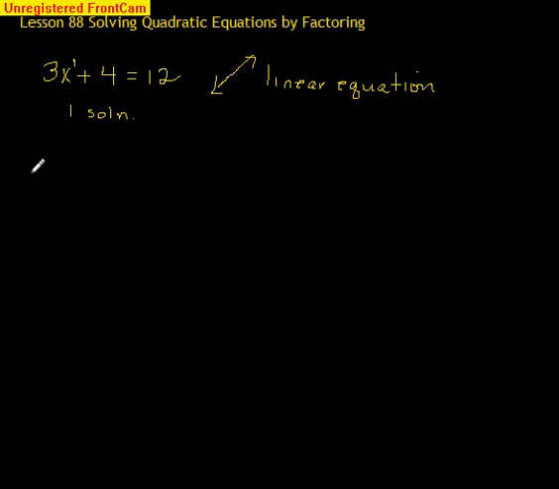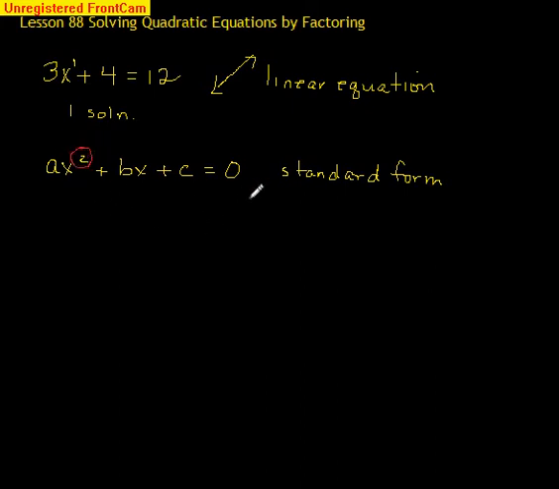And there's a standard form for a quadratic equation. And the standard form is ax squared plus bx plus c equals 0. And this is called our standard form of a quadratic equation. The highest exponent in a quadratic equation is 2.